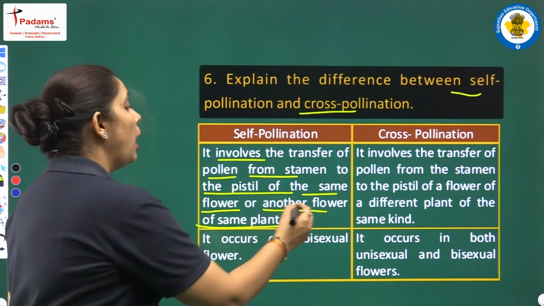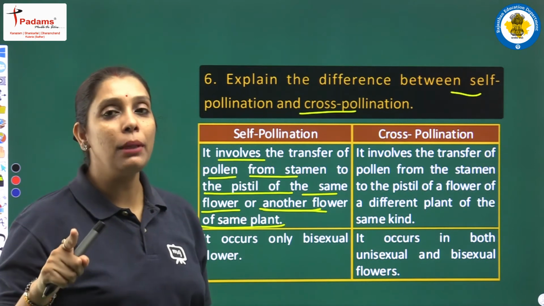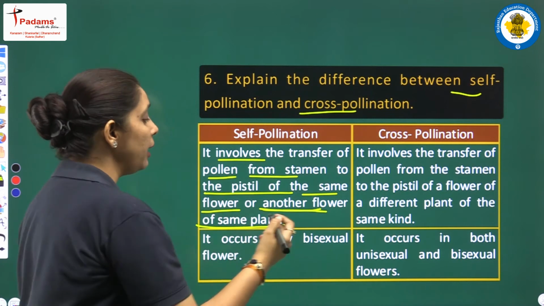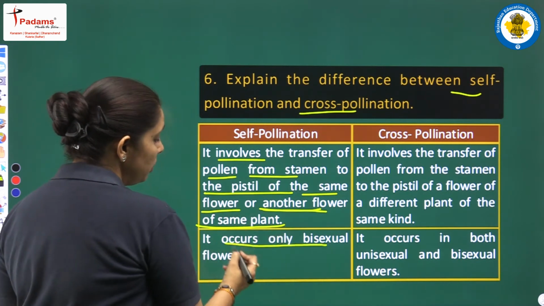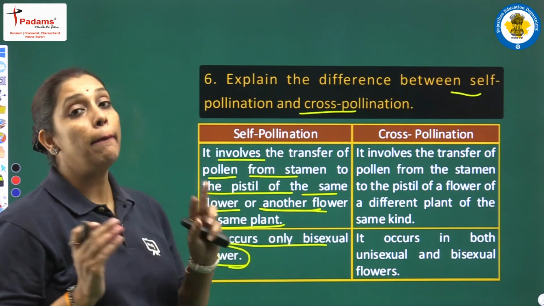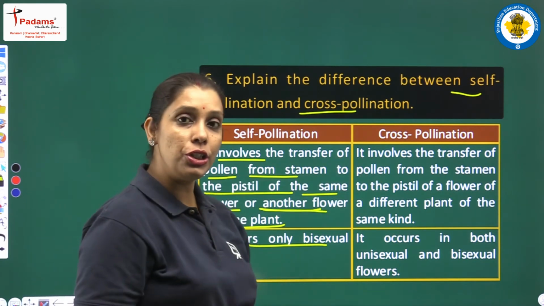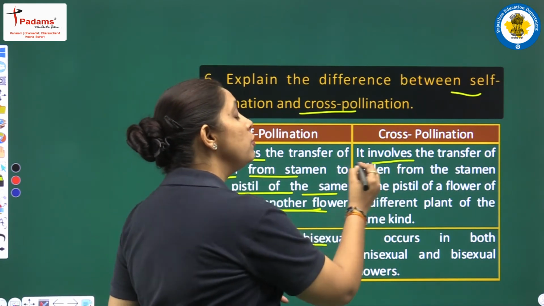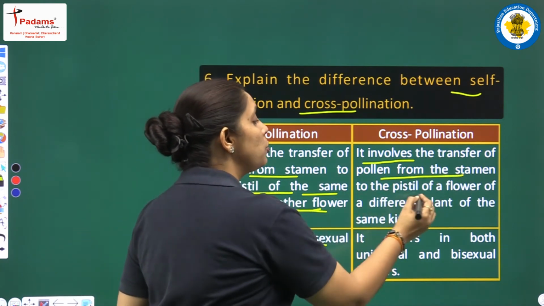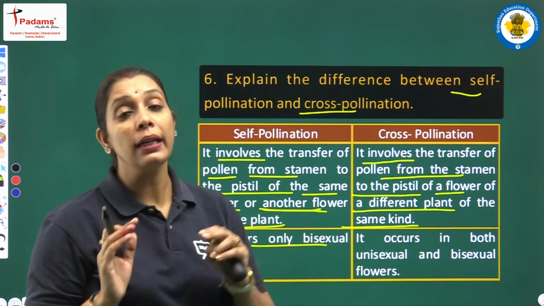अब बच्चा या तो वो सेम फ्लावर पे हो, उसी प्लांट पे, या उसी प्लांट के दूसरे फ्लावर पे हो. फाइन. And here we can give the examples of bisexual flower. It occurs only in bisexual flowers. And here in cross pollination we have to write, it involves the transfer of the pollen grains from the stamen to the pistil of a flower of a different plant of the same kind.